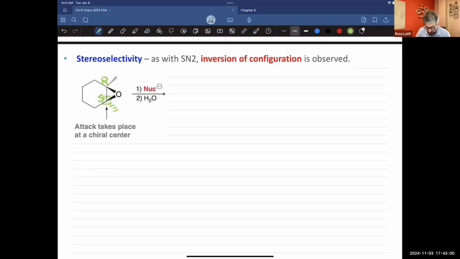Remember, hydrogen is here. This is 1, that's going to be 2, and this one 3, and hydrogen is number 4, so it will be counterclockwise, and this is going to be S.